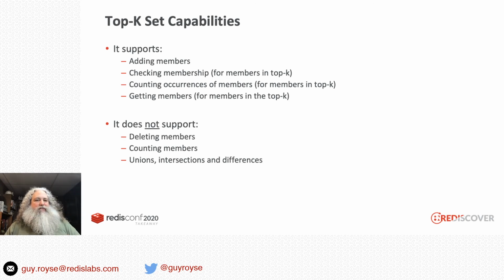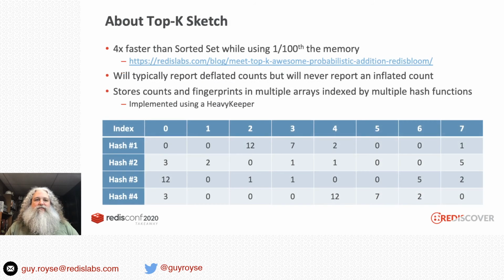And same thing for counting them. You can get the count of a particular member in top K, but if it's not in the top K, you can't. It doesn't support deleting members. You can't count the members themselves. You can't get the cardinality. And you can't do unions, intersections, or differences. That's about top K.